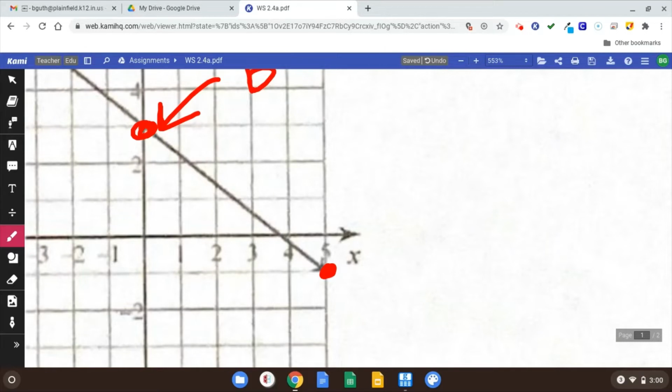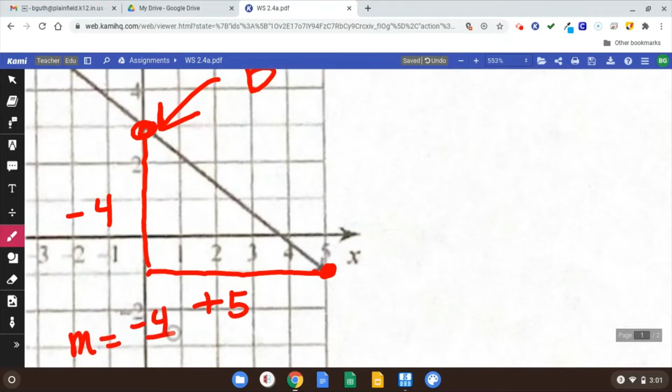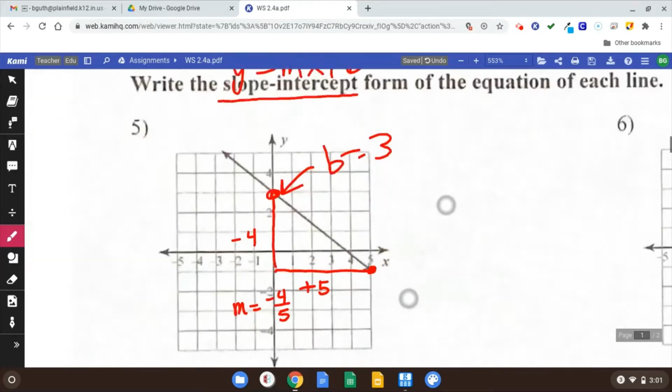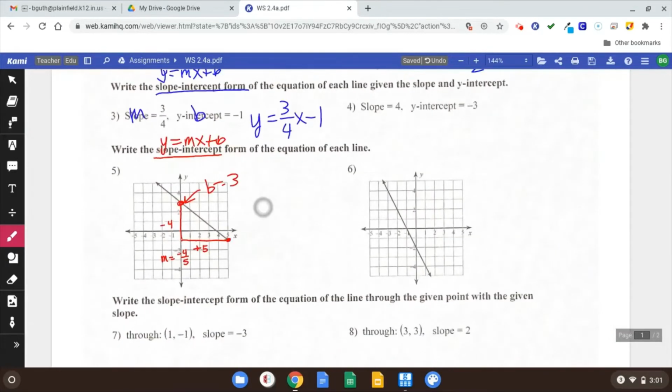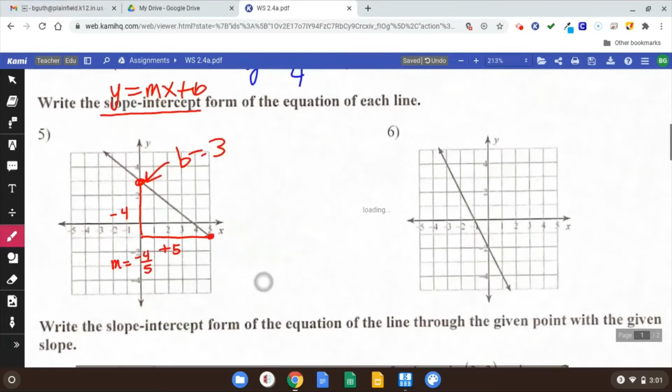And what I'm going to do is I'm going to count rise. 1, 2, 3, 4. So down 4. And 1, 2, 3, 4, 5. To the right, 5. Remember, down is negative and right is positive. So now I know my slope is rise over run, -4/5. So if I know the m and the b, then I should be able to write the equation. Y equals -4/5 x plus 3.